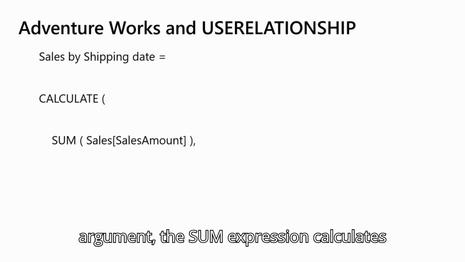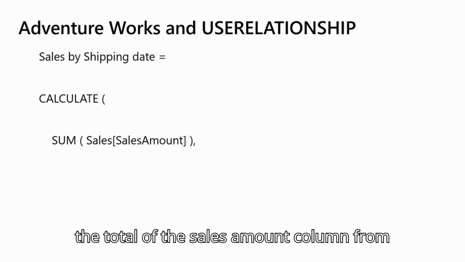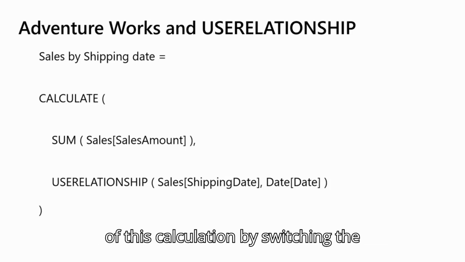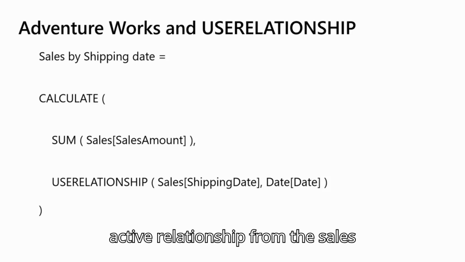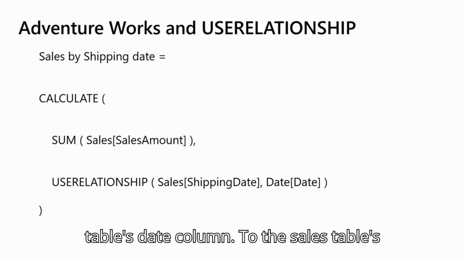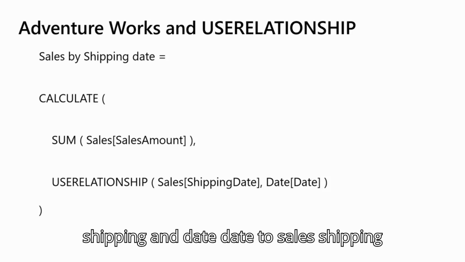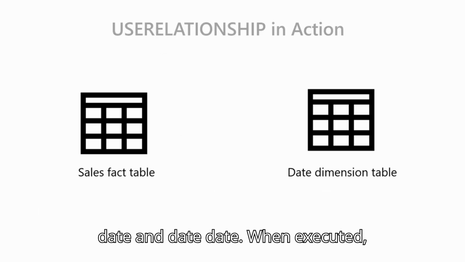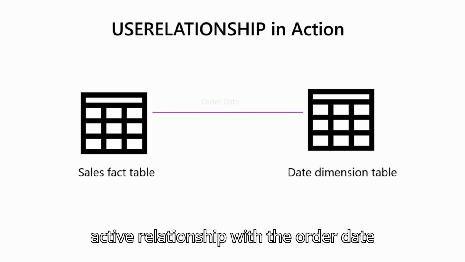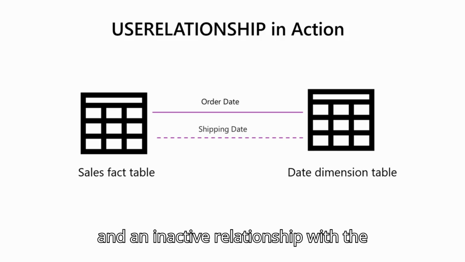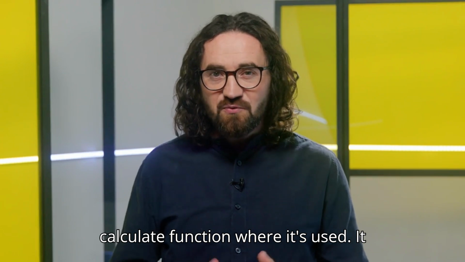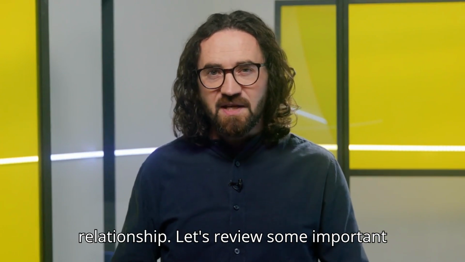In this argument, the SUM expression calculates the total of the sales amount column from the sales table. The USERELATIONSHIP function changes the context of this calculation by switching the active relationship from the sales table's order date column and the date table's date column to the sales table's shipping date and the date table's date. When executed, this calculation results in multiple relationships between these tables, an active relationship with the order date and an inactive relationship with the shipping date. This affects only the CALCULATE function where it's used. It won't permanently alter the active relationship.